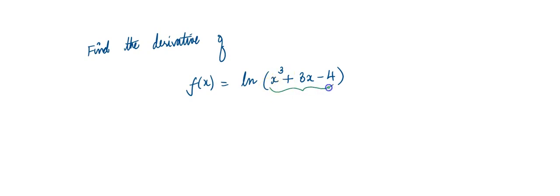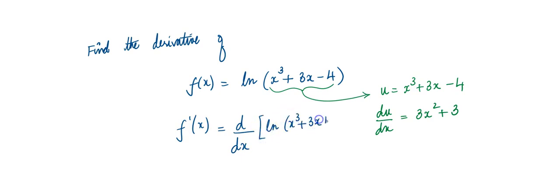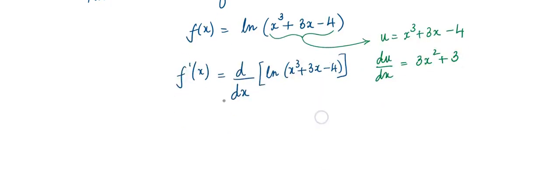So we come over here, and I'm going to call this whole thing u. u equals x cubed plus 3x minus 4. I need to call it that because I know I have to take the derivative. So du over dx will be 3x squared plus 3. Let's come over here then. f prime of x is the derivative of this ln of x cubed plus 3x minus 4.